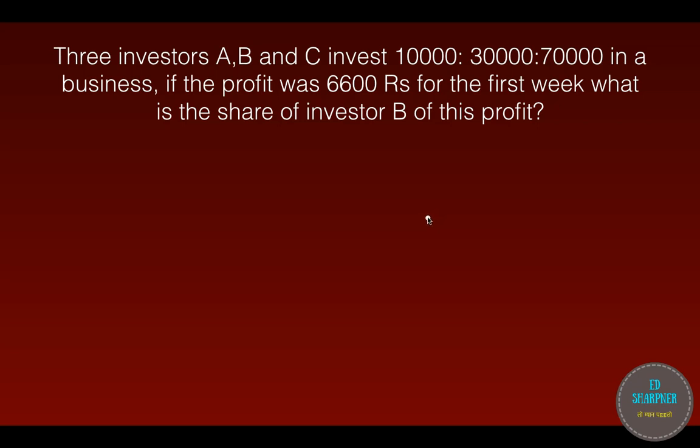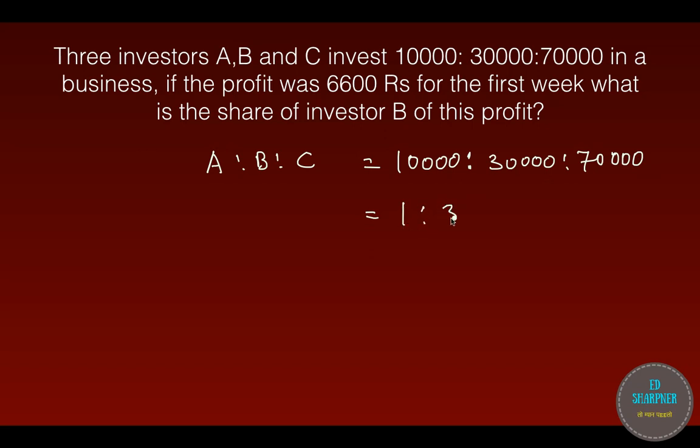Because I intuitively can say whatever you invest in that particular proportion you'll get your profit. So I first need to find out the simplistic ratio of A is to B is to C. So let's say A is to B is to C is 10,000 is to 30,000 is to 70,000. And I can divide all the things by 10,000 and I get 1 is to 3 is to 7. So that is how my ratio can be defined for A is to B is to C. The next thing I do is, this is the ratio in which I have invested and thus this must be the ratio in which I'll earn my profit.